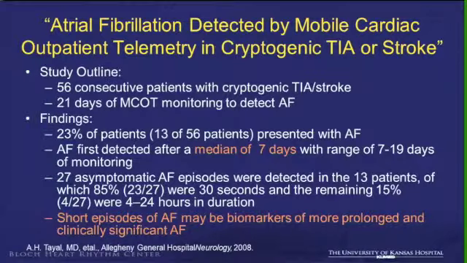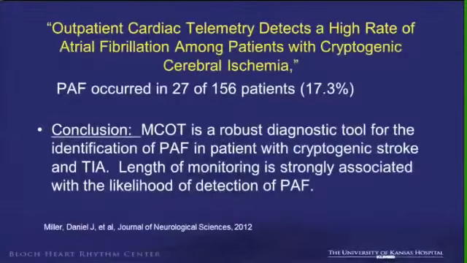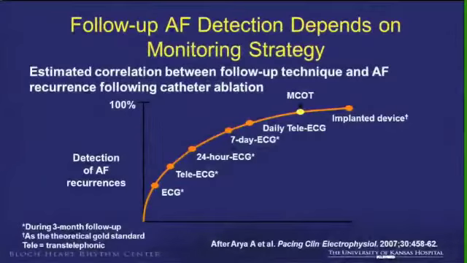And they were all very short, suggesting that the short episodes of AFib may be biomarkers for more prolonged and significant episodes. Another study looking again at mobile cardiac telemetry showed that they were able to detect 27, or 17.3%, of patients with undiagnosed atrial fibrillation and cryptogenic stroke.